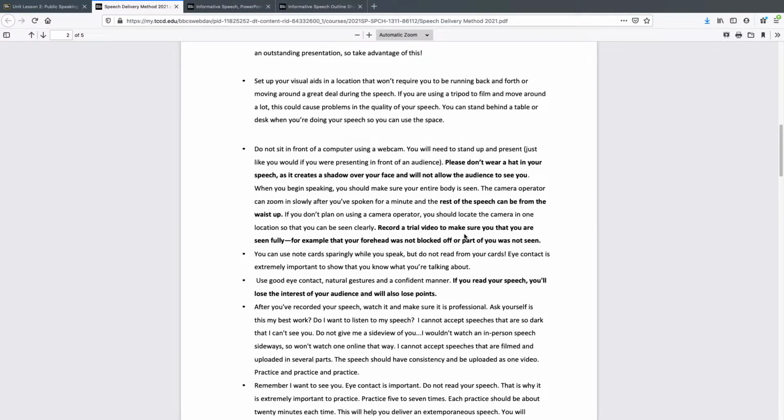When you begin speaking, make sure your entire body is seen and have it close up, because sometimes I've seen students who are all the way far away and I can't see them. So before you begin your speech, whoever's doing the recording, show your audience, then that person, whoever you have designated to record your speech, have them focus on you.